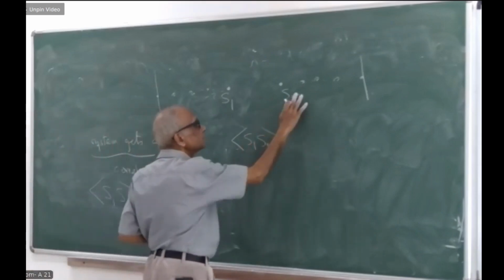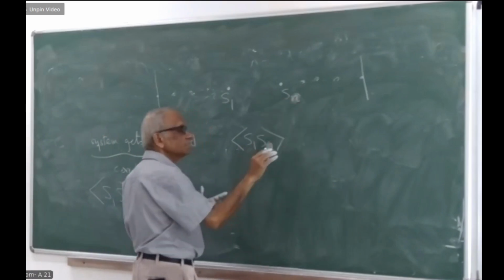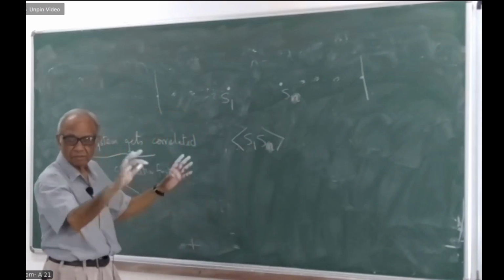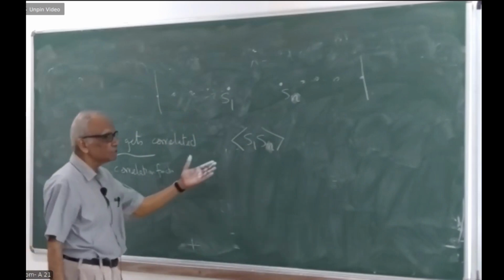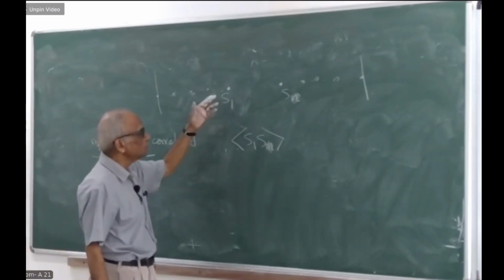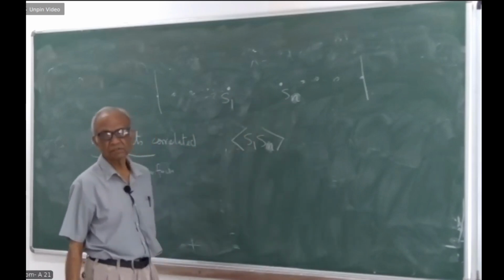It is small n, not the total number of spins. What we are looking at is how the spin S1, for example, here, correlates with this.